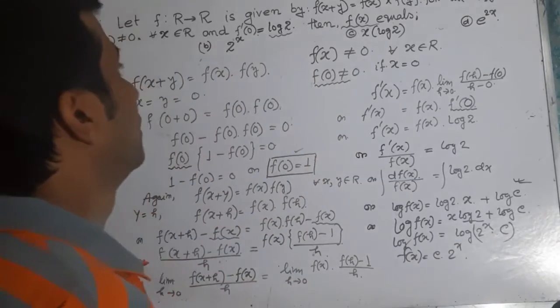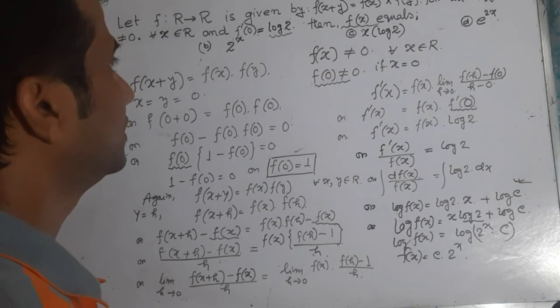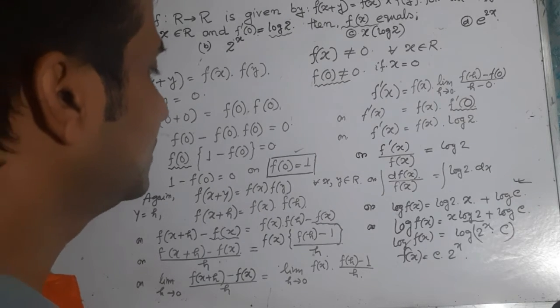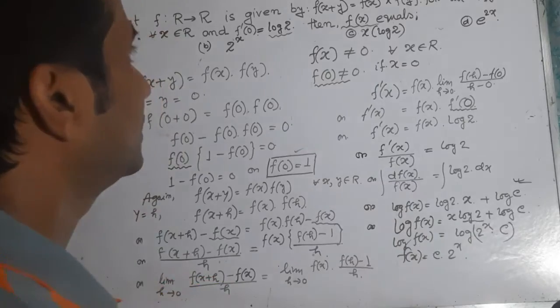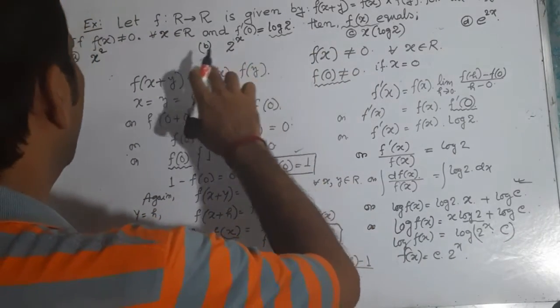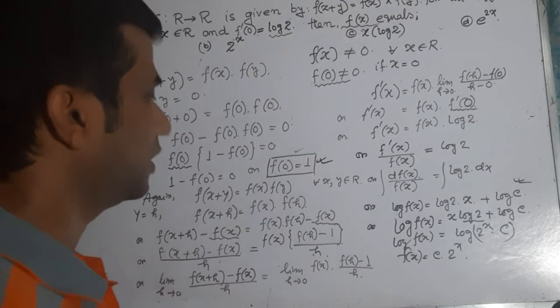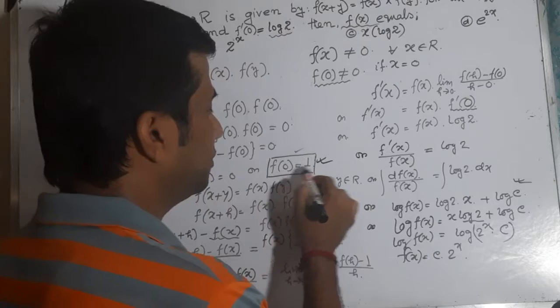So we have to find out the function f(x). Then the function f(x) is c into 2 to the power x. There is another condition, that f of 0 is equal to 1. The condition is that f of 0 is equal to 1.